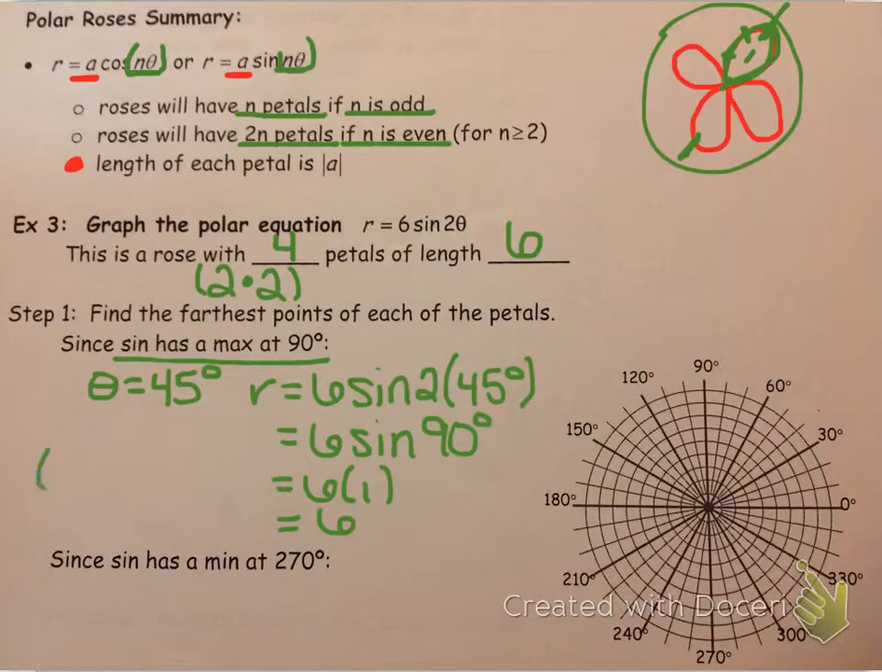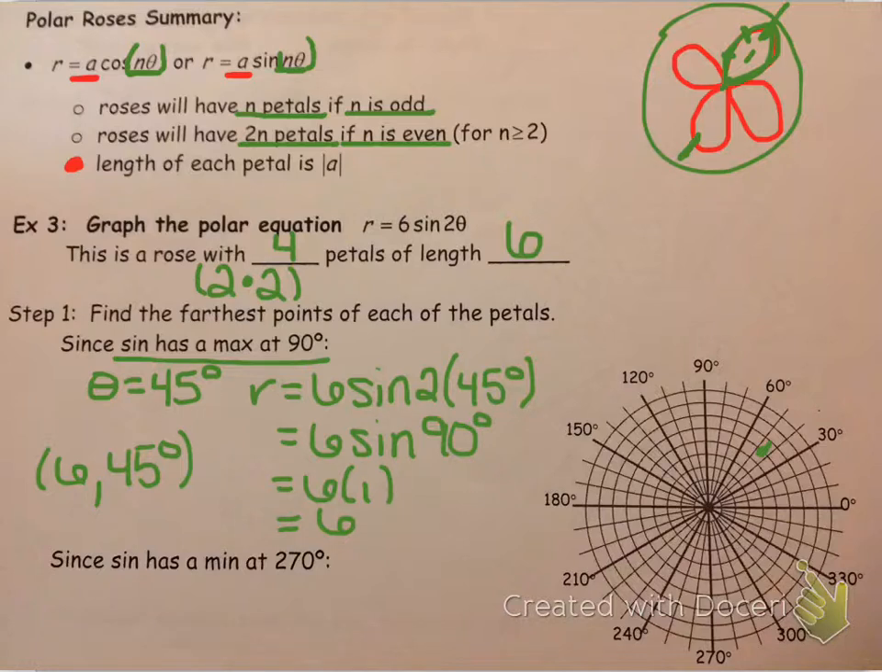So I got an answer of 6 when I plugged in 45 degrees. That tells me where the tip of the first petal is. 1, 2, 3, 4, 5, 6. So right out here, there's the tip at 45 degrees, 6 units out.